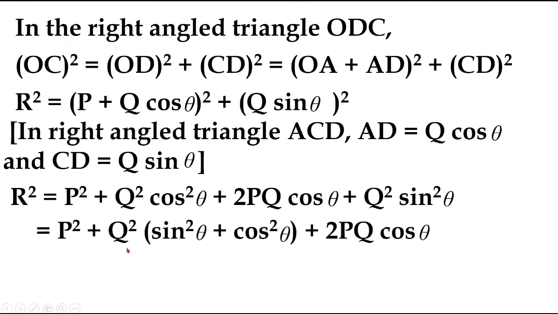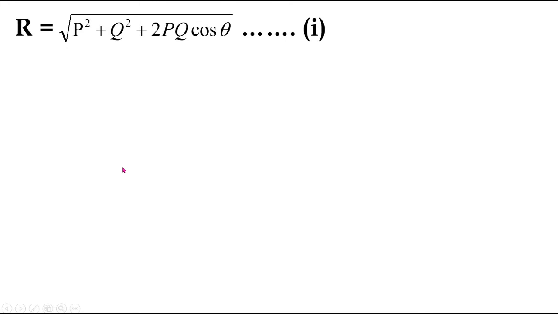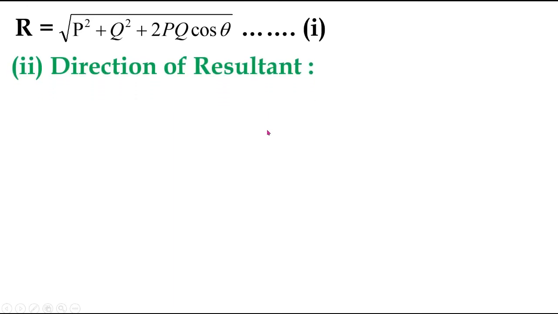So P square plus Q square, here Q square is taken as common: P square plus Q square (sin square theta plus cos square theta) plus 2PQ cos theta. Since sin square theta plus cos square theta is equal to 1, by the identity, we get P square plus Q square plus 2PQ cos theta. So transposing the square to the right hand side, R is equal to root of P square plus Q square plus 2PQ cos theta. So R is the magnitude of the resultant of P bar and Q bar vectors.